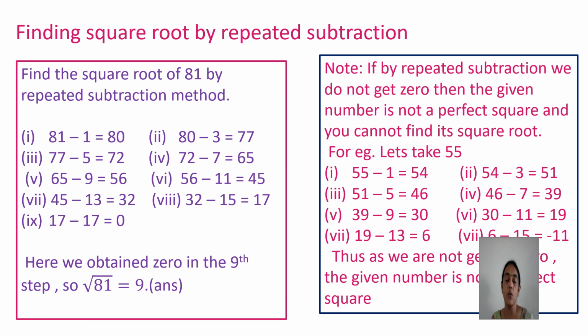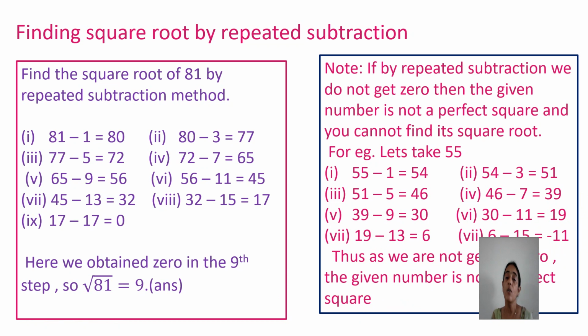So here, 55. Let's see. When I am subtracting 1, 3, 5, 7, 9, 11, 13 and 15, the final answer I get is minus 11. So negative. I am not getting 0 anywhere and I started getting negative numbers. Thus, as we are not getting 0, the number is not a perfect square. So this method is known as finding the square root by repeated subtraction.